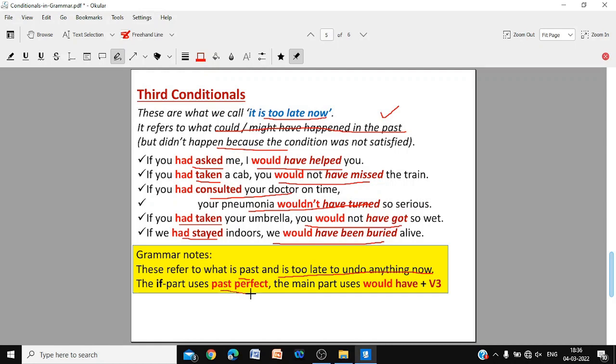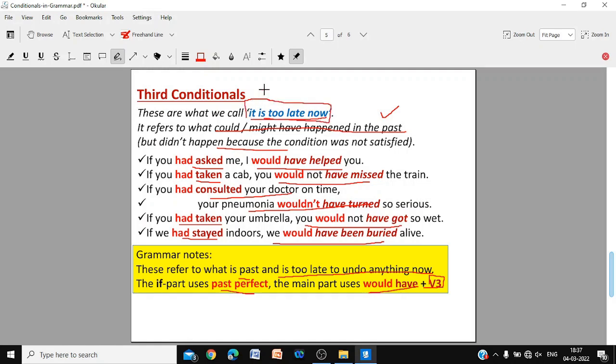The if part uses past perfect. If you had asked me, if you had taken, if you had consulted, if you had stayed indoors. And the main part uses would have and a V3 verb. Would have helped, would have missed, would have turned, would have got, would have been buried. The first part is past perfect. The second part, that is the main part of course, is would have plus V3. So what we call "now it's too late." The time is over and now you can't do anything about it.